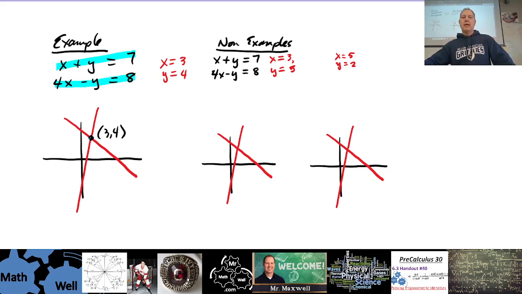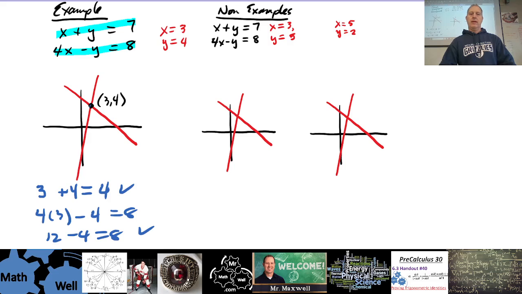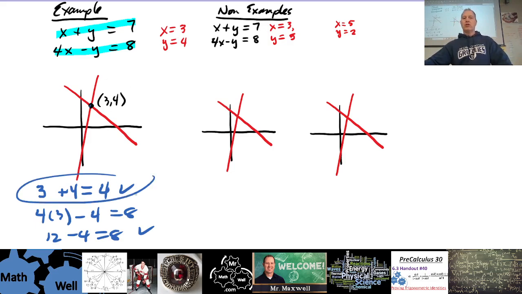So if you plug 3 in for x, and I'll do it down below here, 3 in for x and 4 in for y, that makes a true statement, okay? And for the second one, 4 times 3 minus 4 is 8. That's 12 minus 4 equals 8. That's also true. All right? So a solution to a system of 2 equations, if the solution exists, then it is the intersection point, and it's the values of x and y of that point. And when you check, it makes both equations true.